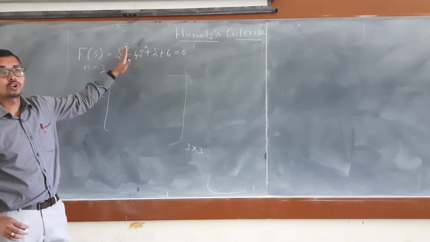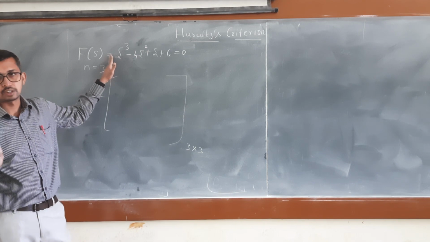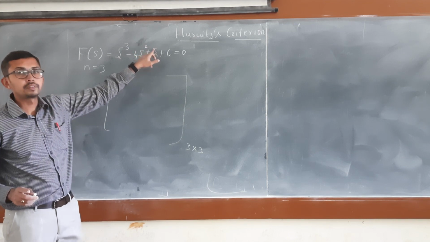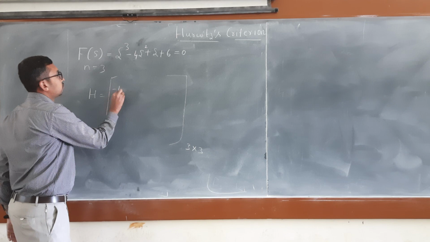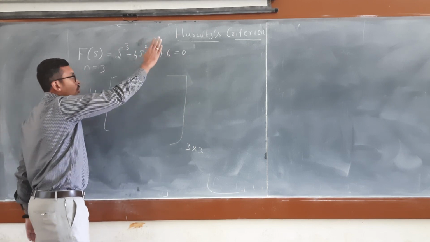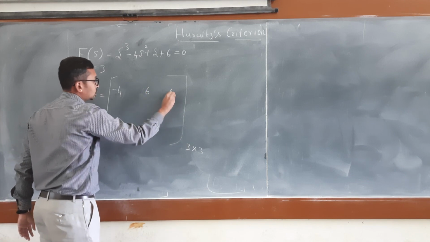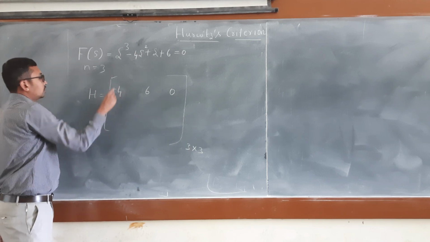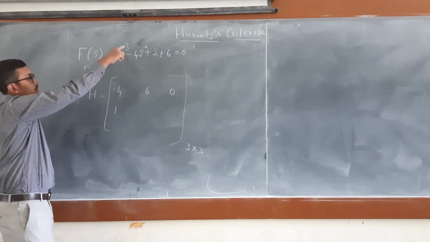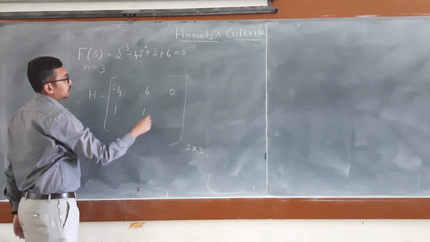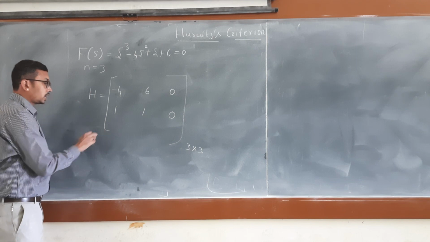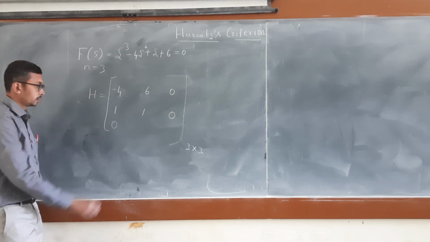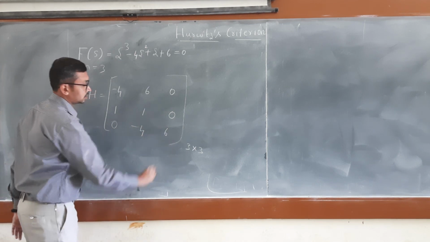The highest term coefficient is 1, so we are not going to consider that one. We are going to leave this term. The next coefficient is that of x to the power of 2. What is it? Minus 4. So we are going to write alternate terms, so we leave this. The next coefficient is 6. Next one will be 0. Now to write the second row, it will be 1, the coefficient of x to the power of 3, then 3, the coefficient of x to the power of 1, and next one is 0. The next row will be 0, and we are going to repeat the first row: minus 4 and 6.